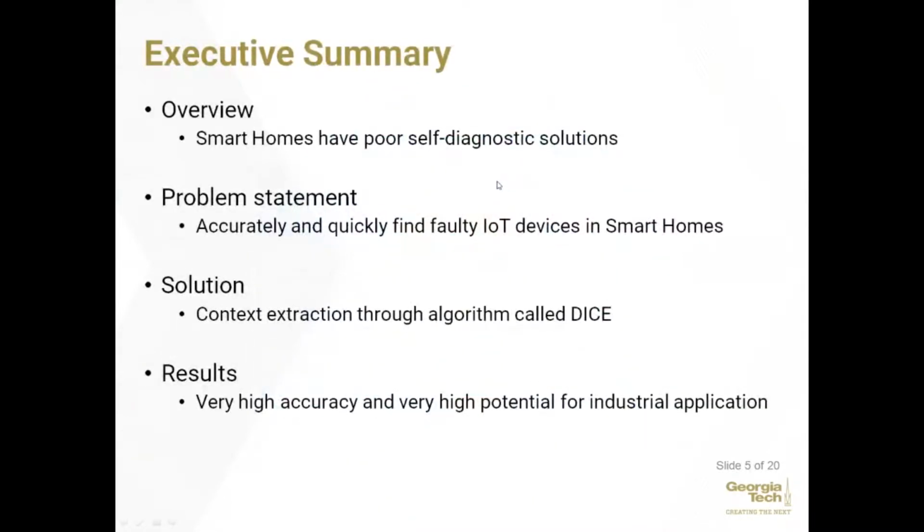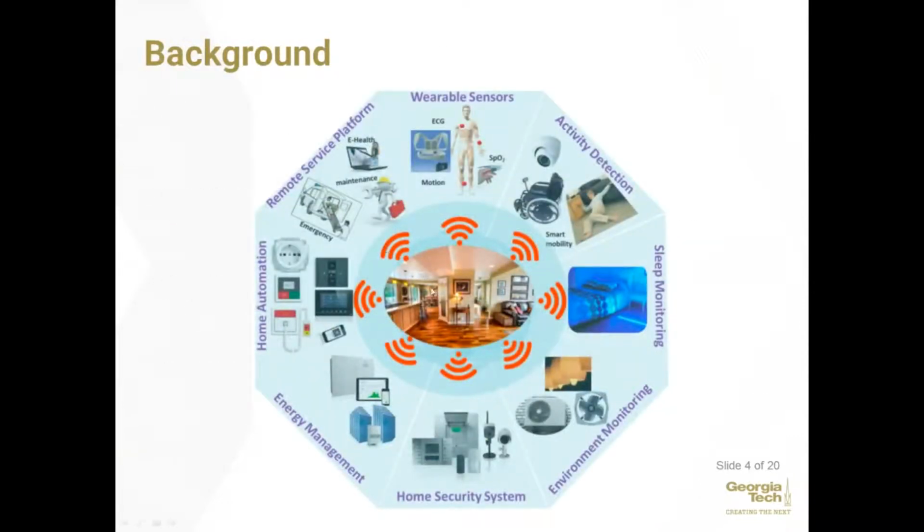To get a very high-level overview of where the presentation is going to go, I just wanted to give an executive summary first so people can have some idea about what the topic is and kind of where it's going. So just an overview. Basically, smart homes have poor self-diagnostic solutions currently. So that's what this paper is going to try to change. Essentially, a smart home with very many sensors, as you can see here, there can be a lot. They have very poor algorithms for detecting if one of the sensors now does not work.